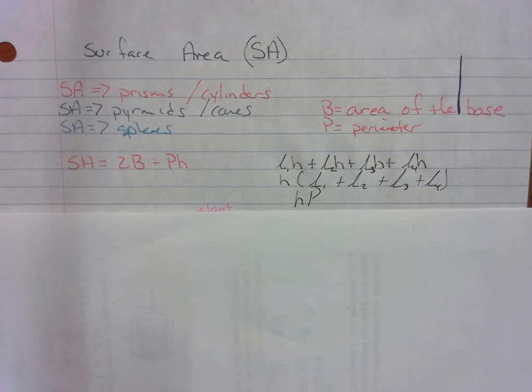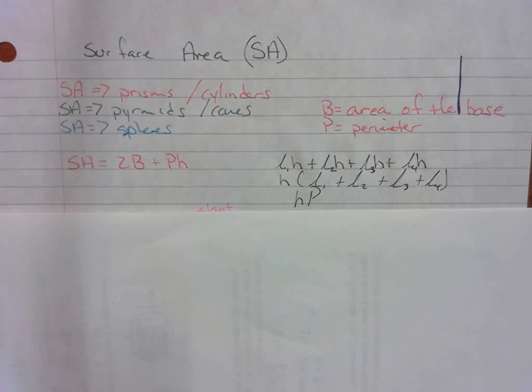Now every prism and cylinder has 2 bases. These are my bases right here. The top and the bottom. If you find the area of one, the bases you can guarantee on any prism or cylinder will be congruent. So if I find the area of this and just multiply it by 2, then I have the area of both sides. Correct? So that's what this 2 times capital B means. You're going to find the area of one base, which is a rectangle, length times width, or base times height. Multiply it by 2, now you have the area of both of them.